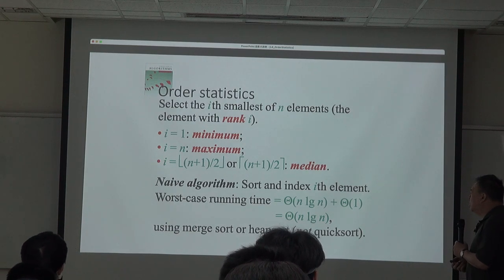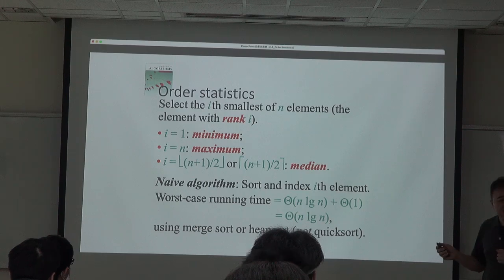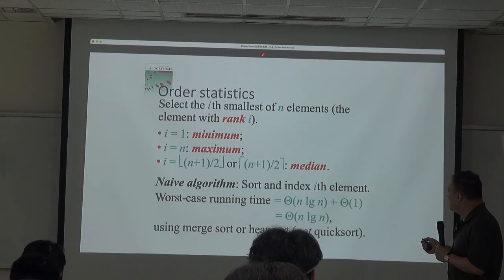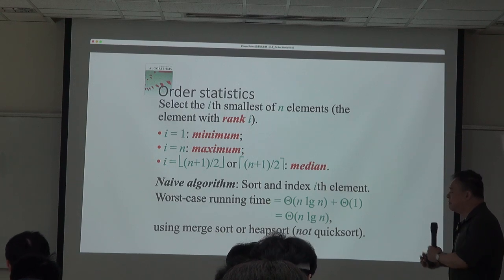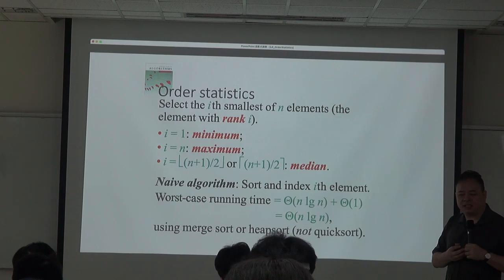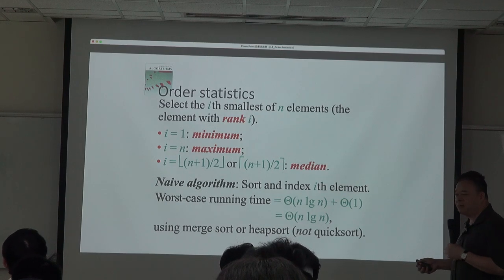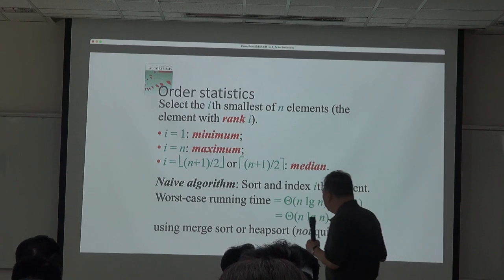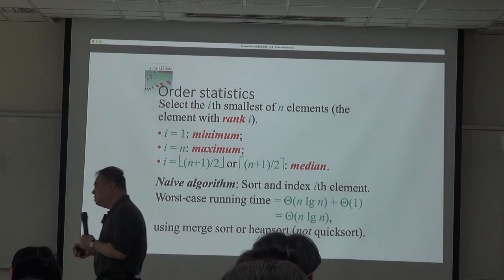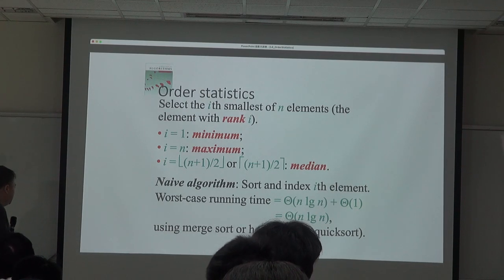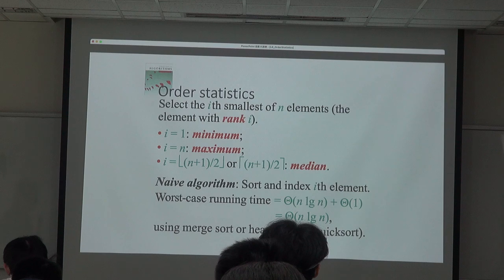The order statistics, I think we talked about this last time, right? Order statistics basically means you are given some numbers. Of course, these numbers are not sorted. And you are asked to find the ith rank number from these numbers. To make our discussion easy, you could assume these numbers are distinct. They are different. All the numbers are different.